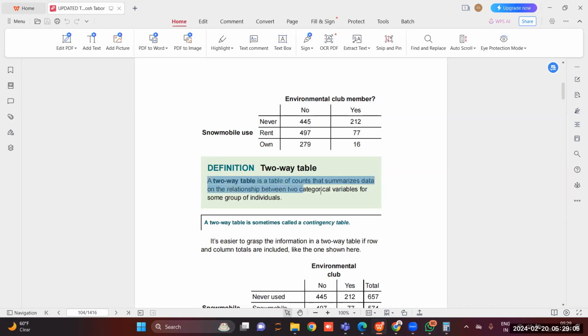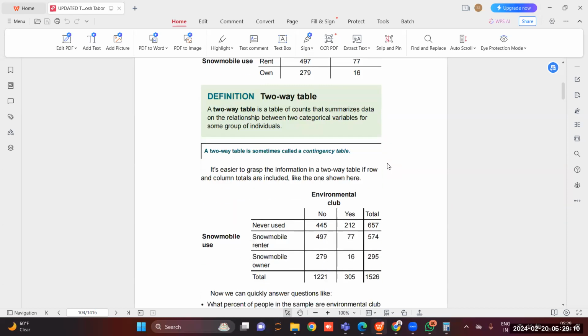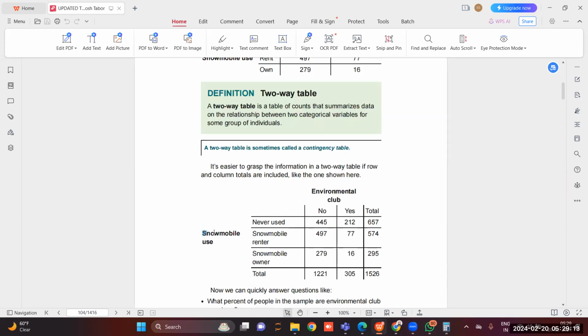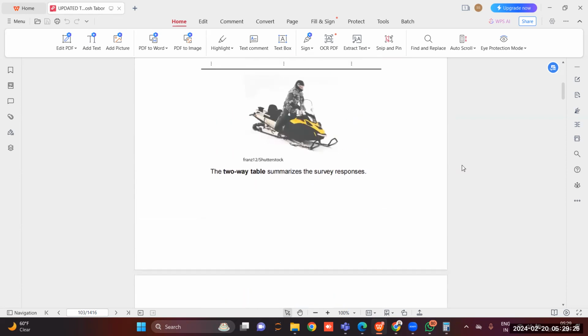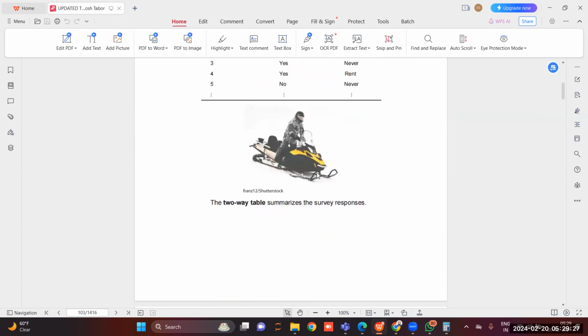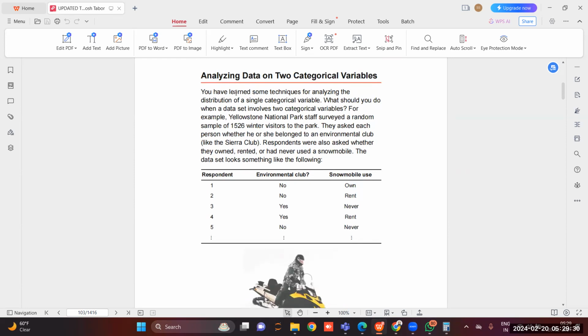But what is a two-way table? A two-way table is a table of counts that summarizes two categorical variables. See here, two categorical variables. What are the two categorical variables here? Snowmobile use and environmental club. Okay, he has given it here. You have learned some techniques for analyzing the distribution of a single categorical variable. Till now we were analyzing data on one categorical variable. Now we are starting with two categorical variables.